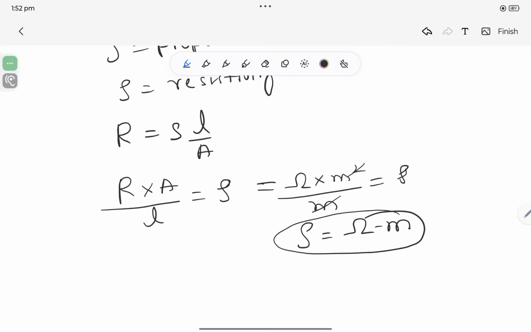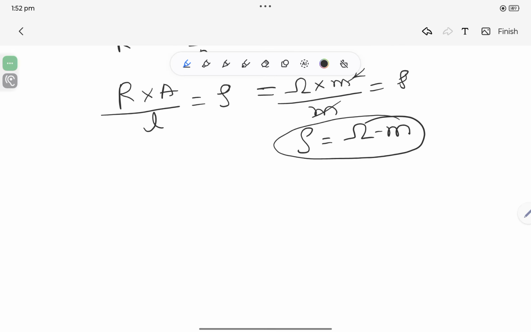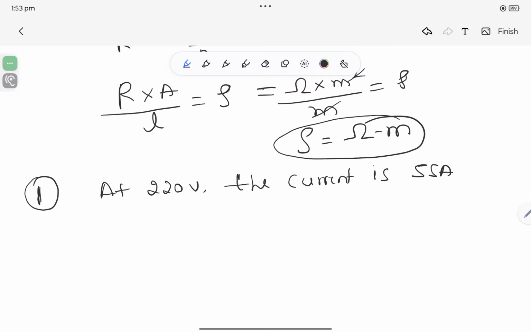Now we will solve some questions based on Ohm's law, and we will conclude. Let us take: at 220 volt the current is 55 ampere. Find its resistance.